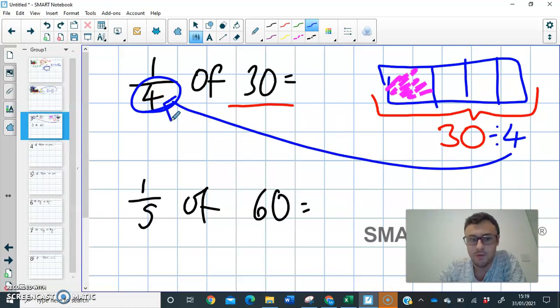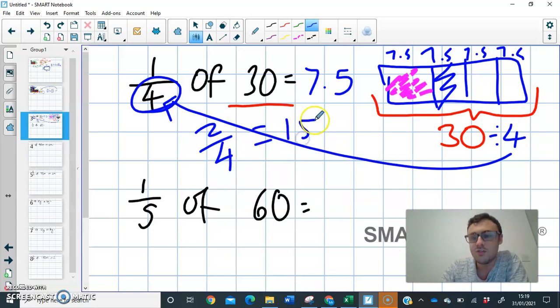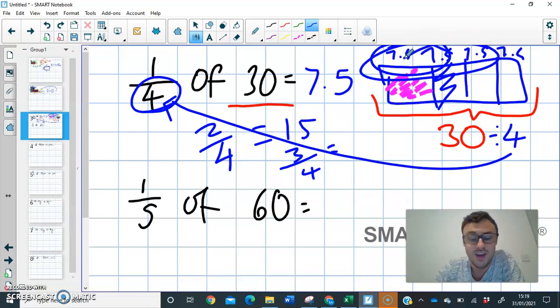And I know half of 30 is 15 and half of 15 is 7.5. So each of those are worth 7.5. So 1/4 of 30 is 7.5. Therefore 2/4 of 30 would be 15 because it's 2 lots of 7.5. 3/4 of 30 would be 3 lots of 7.5, etc.